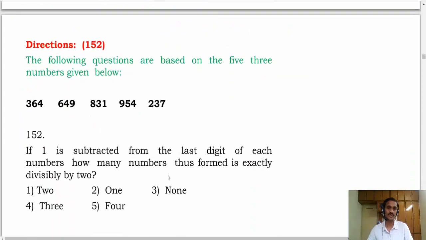Then 152. 1 is subtracted from the last digit of each number. How many numbers are found which are exactly divided by 2? Exactly divided by 2 అంటే ఏముండాలి చెప్పండి. లాస్ట్ డిజిట్ మనకి ఈవెన్ డిజిట్ ఉండాలి. 1 సబ్ట్రాక్ట్ చేసిన తర్వాత ఈవెన్ డిజిట్ ఉండాలంటే లాస్ట్ డిజిట్ ఆడ్ ఉండాలి. ఆడ్ ఎన్ని ఉన్నాయి, 3 ఉన్నాయి. Choice 4 is the answer.